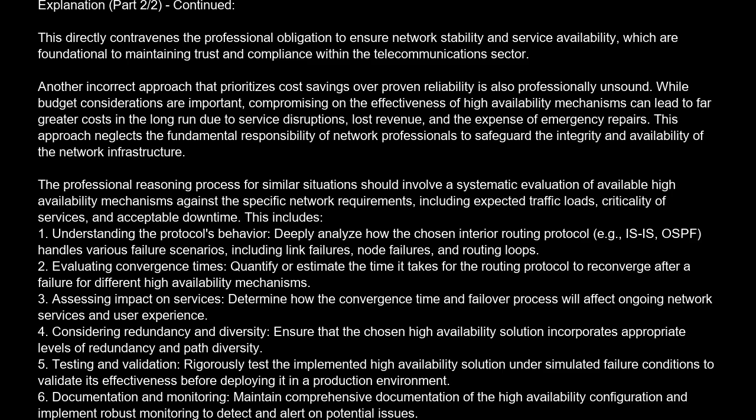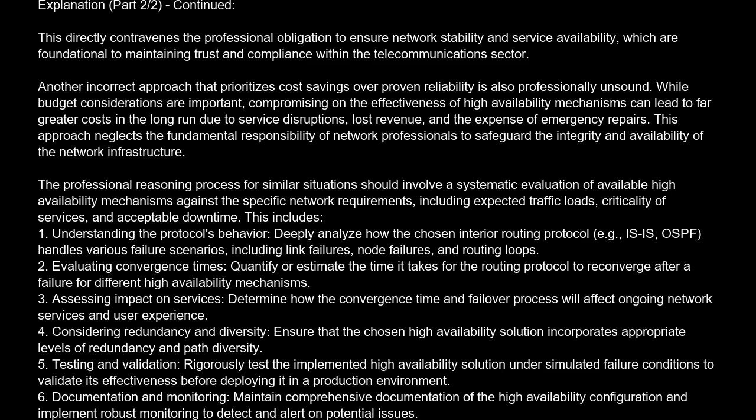Another incorrect approach that prioritizes cost savings over proven reliability is also professionally unsound. While budget considerations are important, compromising on the effectiveness of high-availability mechanisms can lead to far greater costs in the long run due to service disruptions, lost revenue, and the expense of emergency repairs. This approach neglects the fundamental responsibility of network professionals to safeguard the integrity and availability of the network infrastructure.